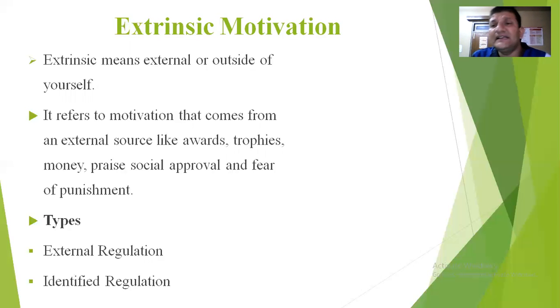The second one is identified regulation. What does this mean? The athlete engages in an activity which he doesn't find very interesting, but it has been identified to lead to a desired goal. That's why he is engaging in that activity. An identified goal is again either a monetary reward or a social approval kind of thing. So it has been identified to reach the goal. These are the two types of extrinsic motivation.